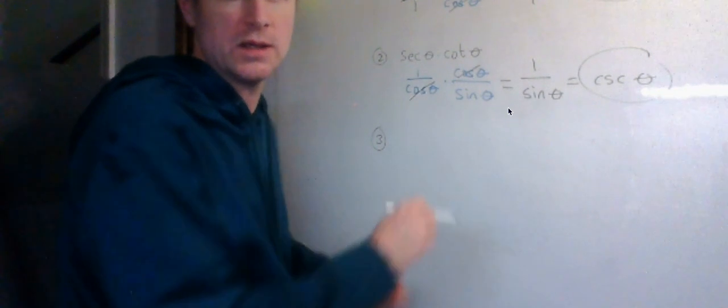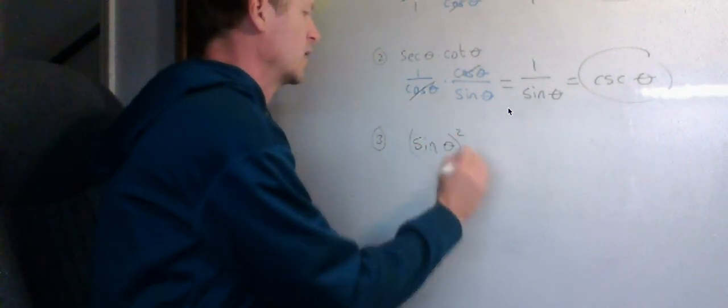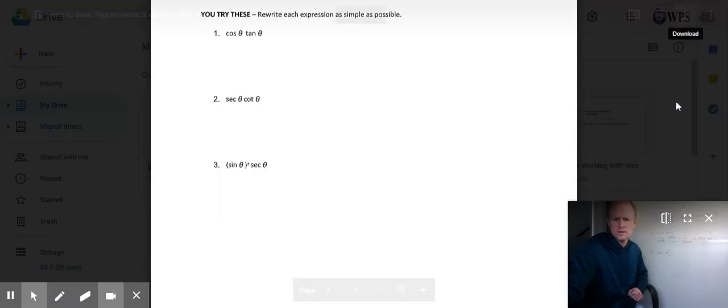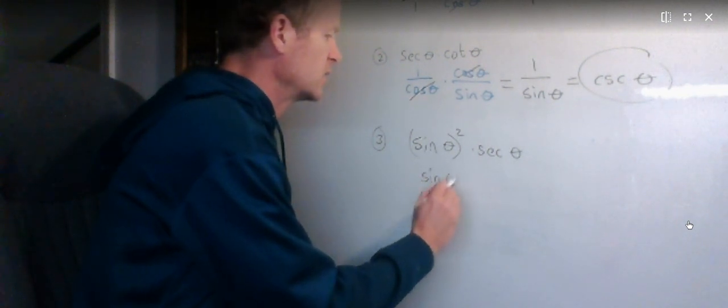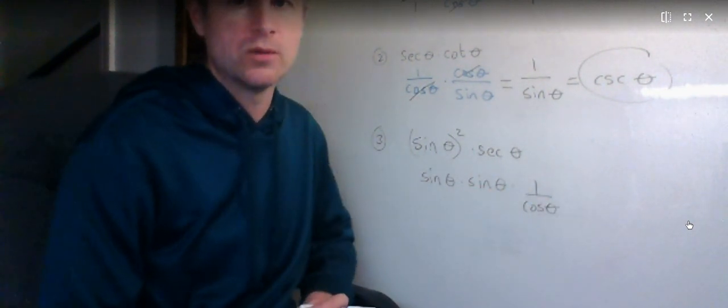Question 3 really should be sine of theta squared times secant or cosecant. I think cosecant. 1 second. Secant. Okay, times secant of theta. So same idea as what we had before with tan and the powers, like I was saying, but it should be sine of theta times sine of theta, and then we have secant theta is 1 over cosine of theta.